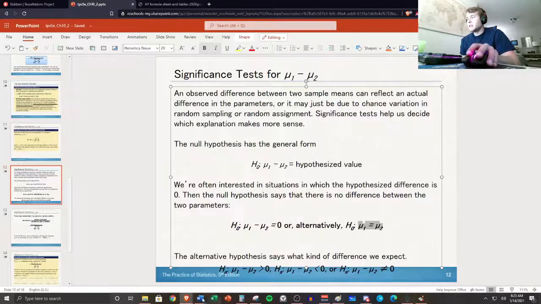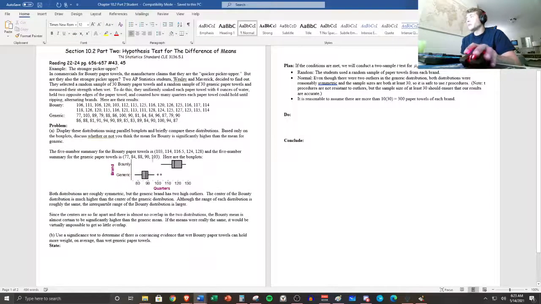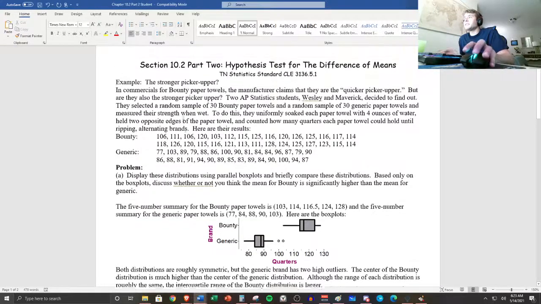Let's go ahead and look at an example. Both of these, by the way, will be on Kitup. And you're still going to need your calculator because we got some data that needs to be put in. So the hypothesis test for the difference between means.